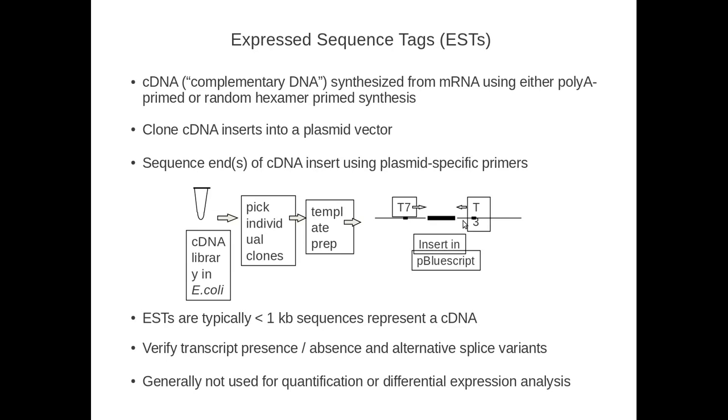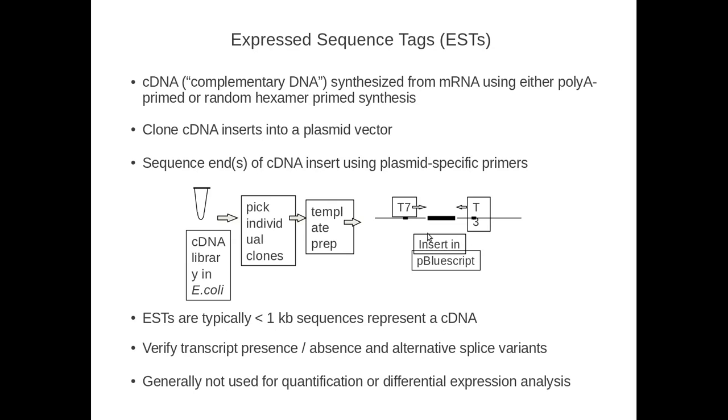Then you use primers that are specific to the plasmid, because you don't obviously know the insert or the cDNA that you're interested in. You don't know its sequence and you don't have primers for it, so you use primers sitting in the plasmid here and sequence across the EST to discover the various exons that are in that transcript. So they're typically very short. They're there to verify the transcript presence and absence, and also to identify the exon content of the transcript.